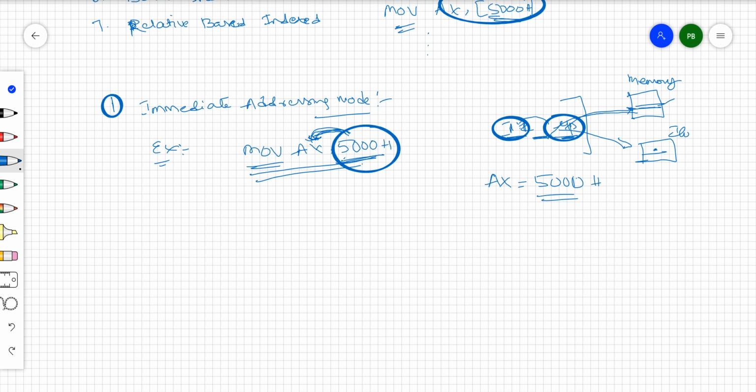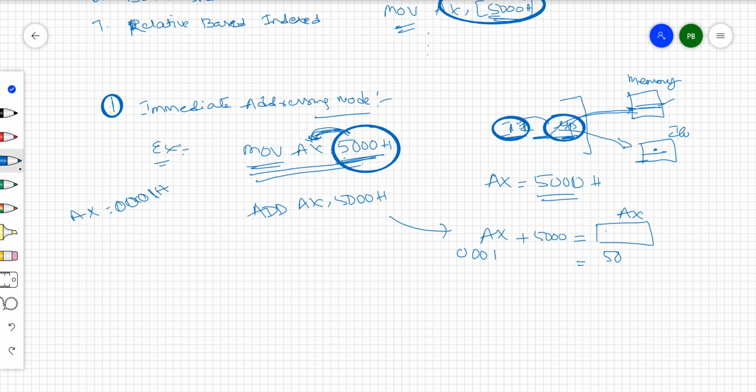In a similar way, take another instruction, for example ADD AX, 5000H. You already know how this is going to happen: AX plus 5000, and the result is stored in AX. Before execution, for example, AX has 001H. After execution, this 001 is added to 5000 and AX is filled with 5001H. Like that, it is executed.